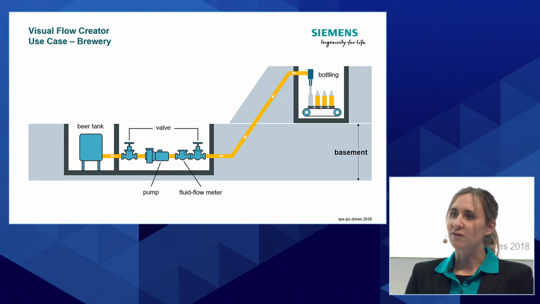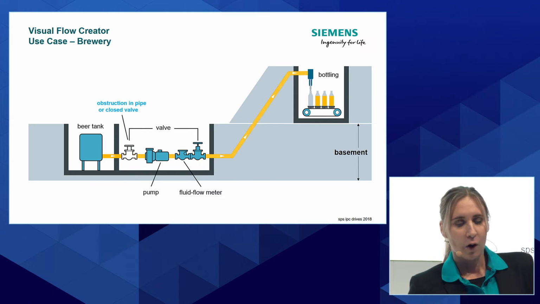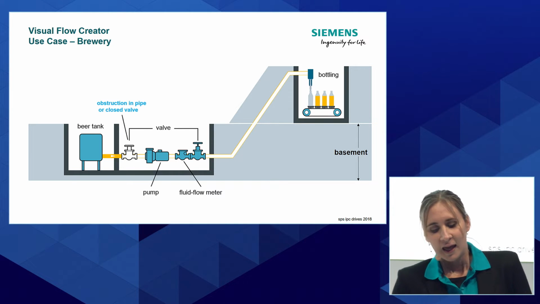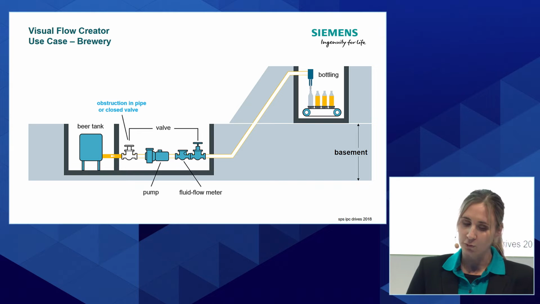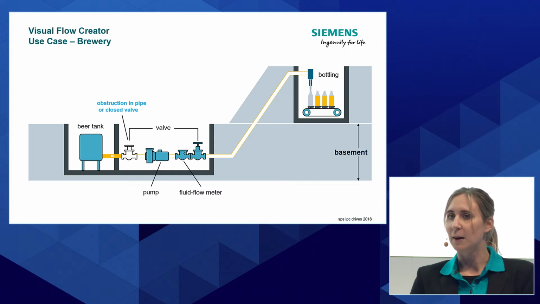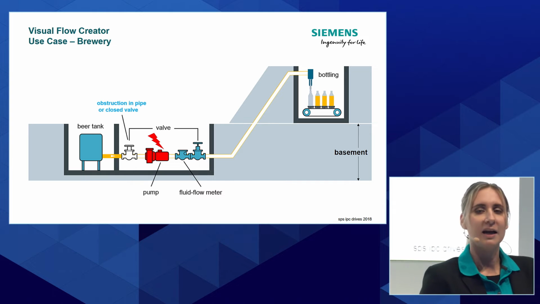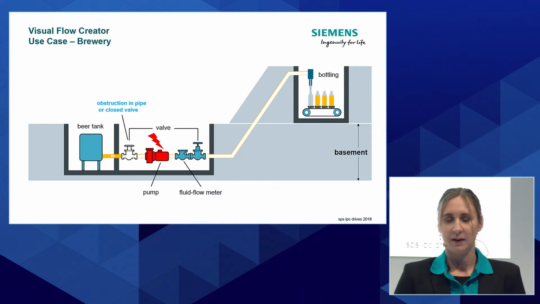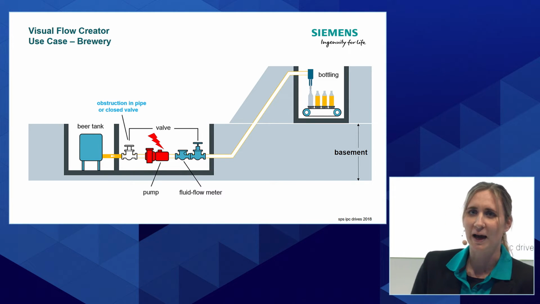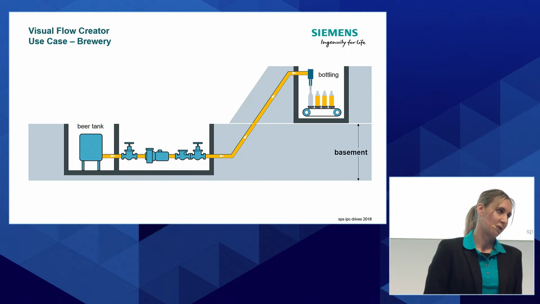In the worst case, we have a dry run of the pump. That means we have a closed valve or we have an obstruction in the pipe. What happens then? If we have an obstruction in the pipe or a closed valve, there's no beer cooling the pump while the pump is pumping. The pump gets warm, gets hot, and in the worst case, it has to be replaced. Then we have an unplanned downtime that we want to avoid because we want to buy our beer in the store, right? That's why we monitor different parameters of the pump.